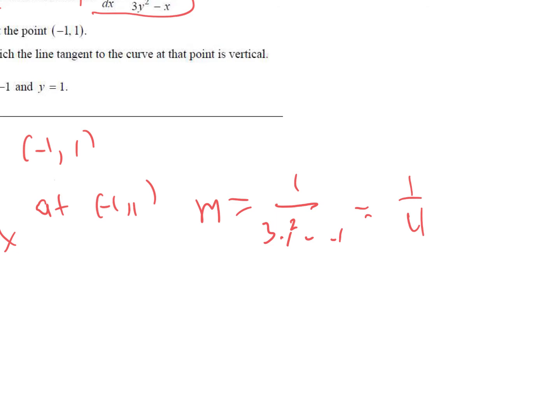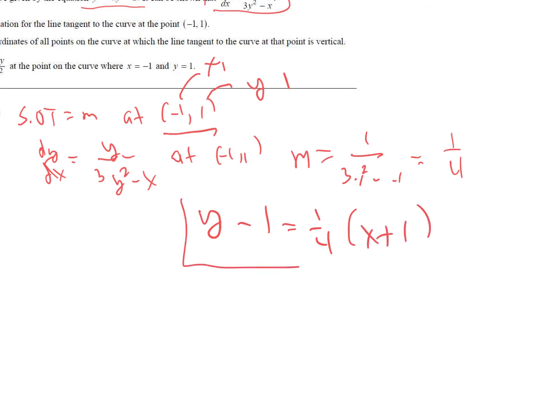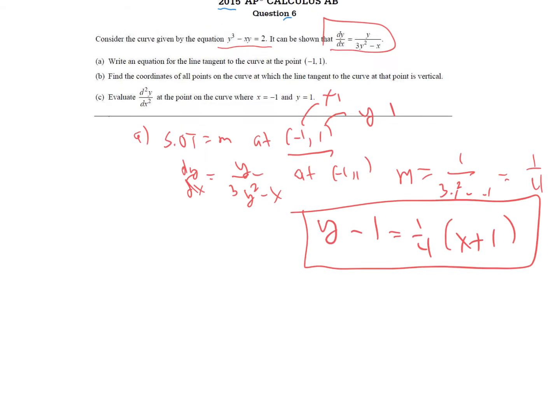Okay, so then I already have the ordered pair. I'm not going to play any games. This is y1, okay? And x minus x1. This is x1, so y minus y1, that's y minus 1, will equal 1/4 times x minus negative 1, x plus 1. There is your tangent line. Just leave it. Don't work too hard.